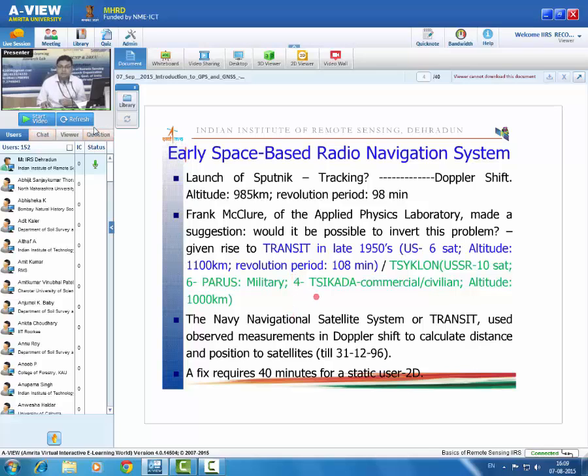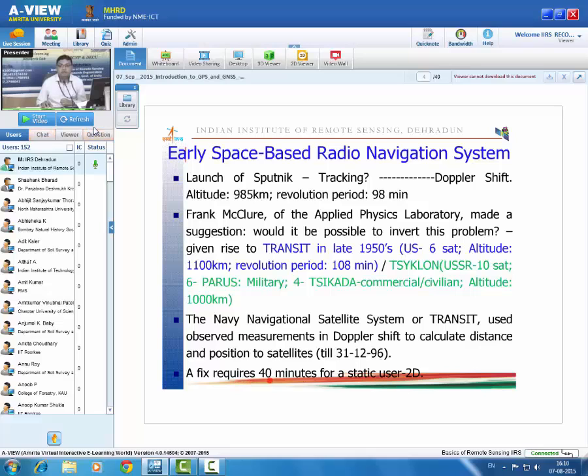These systems were primarily used for helping the navies at that time, so it is also known as the Navy Navigation Satellite System, or Transit. It was used for observing the Doppler shift so that it can calculate the distance and position of the satellites with respect to the receivers, so that the position of the receiver can be calculated. It was working till 31st of December 1996. I will tell you how and why it was working up to 1996.